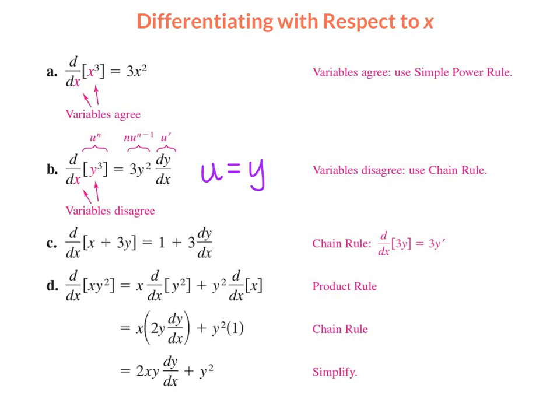So notice that when I have something that is implicit, meaning x and y within the same function, I always end up with a dy over dx somewhere, especially when I'm differentiating with respect to x.